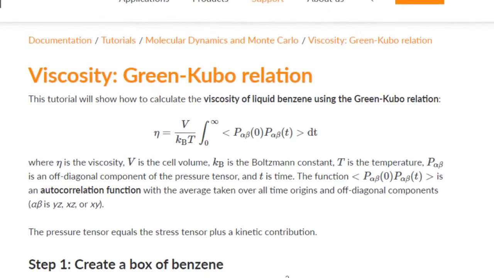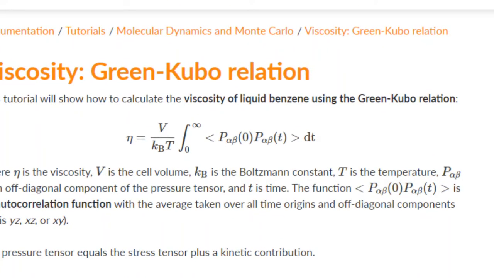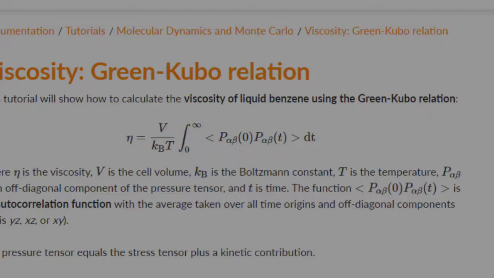The viscosity can be estimated using the Green-Kubo relation. Here P alpha beta is an off-diagonal component of the pressure tensor, and the function under the integral is an autocorrelation function with the average taken over all time origins and off-diagonal components.